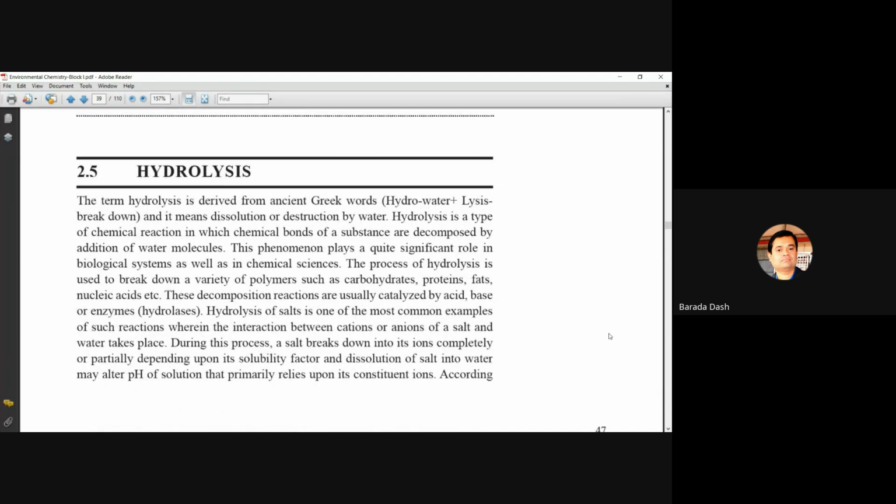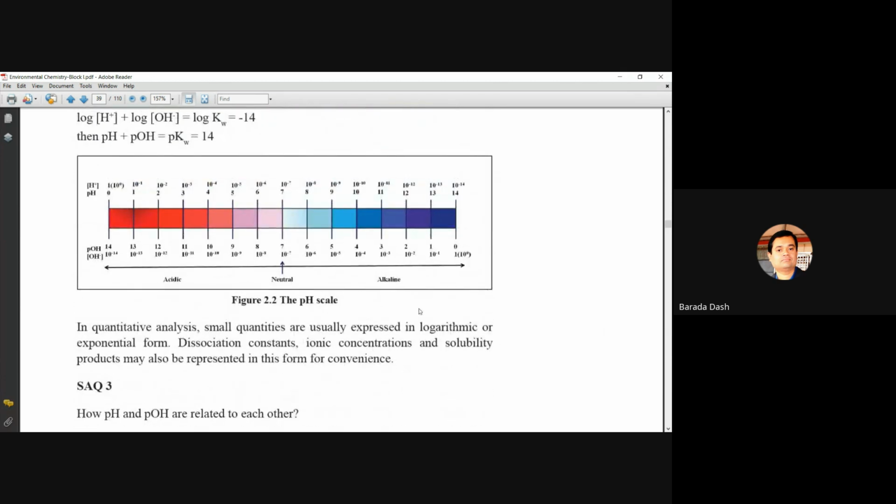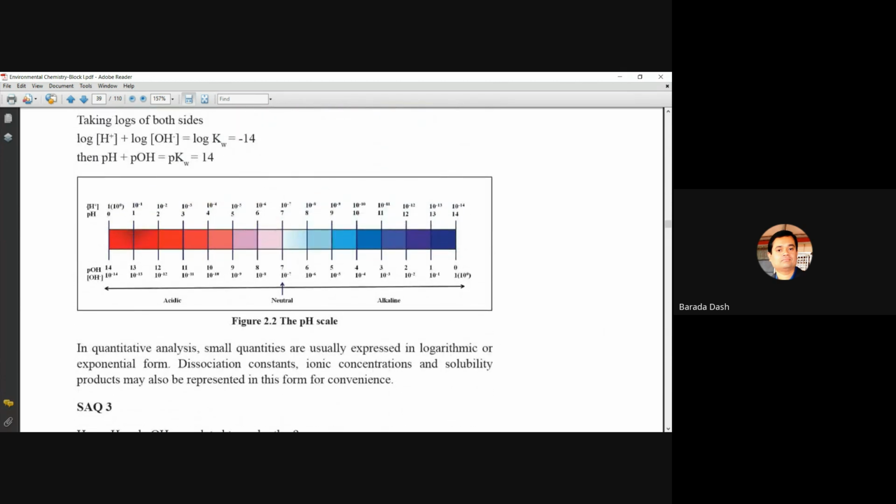Next is hydrolysis. But first, pH and pOH: we know the pH scale. On the pH scale, if it is acidic, the pH is 0 to 7. 7 is neutral, and if it is basic, it is 7 to 14.